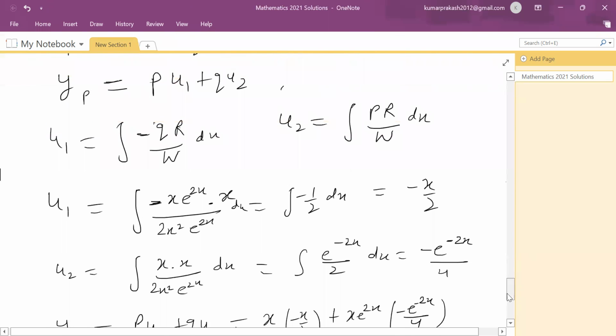10 marker question. If I forget to put the equation in standard form, then your r will be x cube. So here there will be one extra x, and then here also x into e to the power minus 2x. So you will have to write some additional equations. So that's the thing. Keep this in mind. This was an easy question.